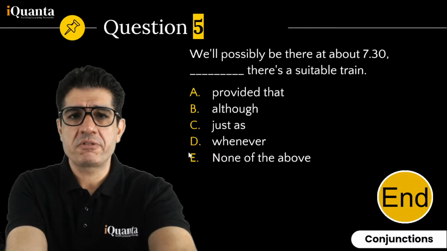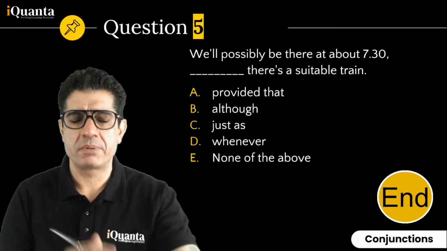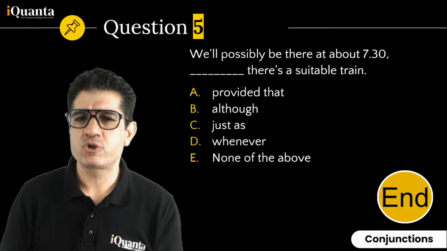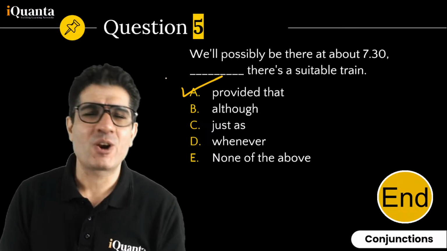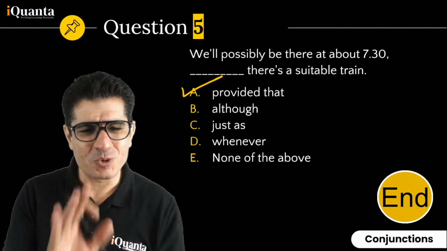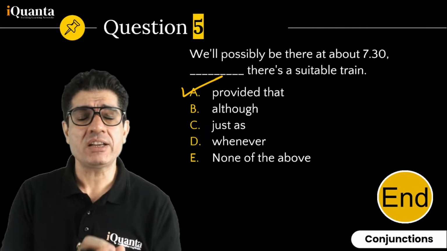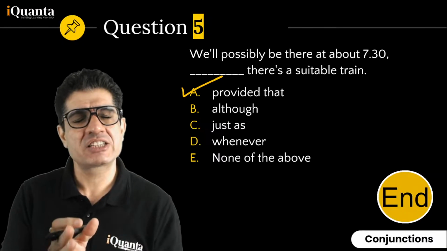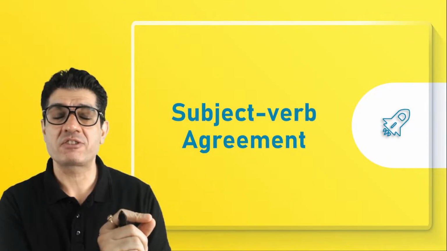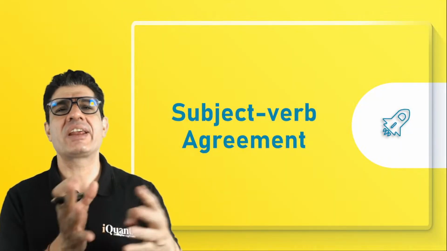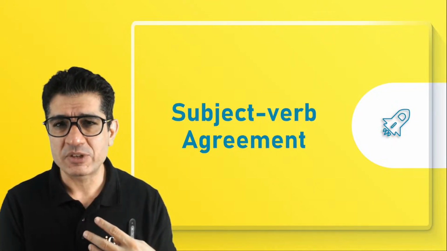Okay, question number 5. Let's see what people have picked up. A you guys have chosen and A it is. So the first 5 questions give me a lot of confidence. It tells me that you guys are good when it comes to English and you are getting things right. But before I take you any further, let's take a brief detour and talk about subject verb agreement as well. And then the rest of the questions can test your understanding of conjunctions as well as subject verb agreement.